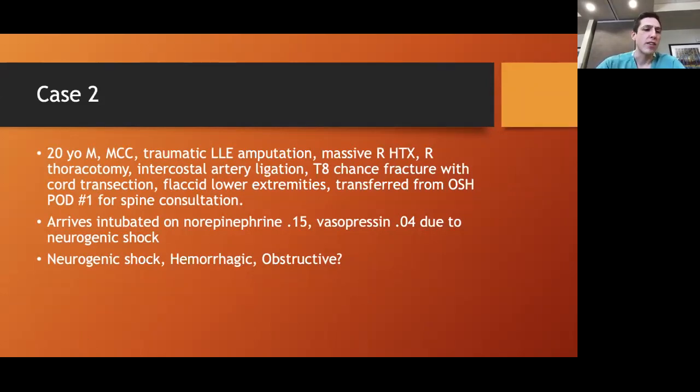He arrived to the ICU intubated on norepinephrine at 0.15, and that's in micrograms per kilogram per minute. So for those of you who are not using weight-based dosing, if you just move over the decimal a couple of spots, it's about 15 micrograms per minute, and vasopressin of 0.04 units a minute. The transport crew reported that it was thought to be due to neurogenic shock, was the report they received from the transferring hospital. So our question now is: is this indeed neurogenic shock? Could there be an occult hemorrhagic or an obstructive component?